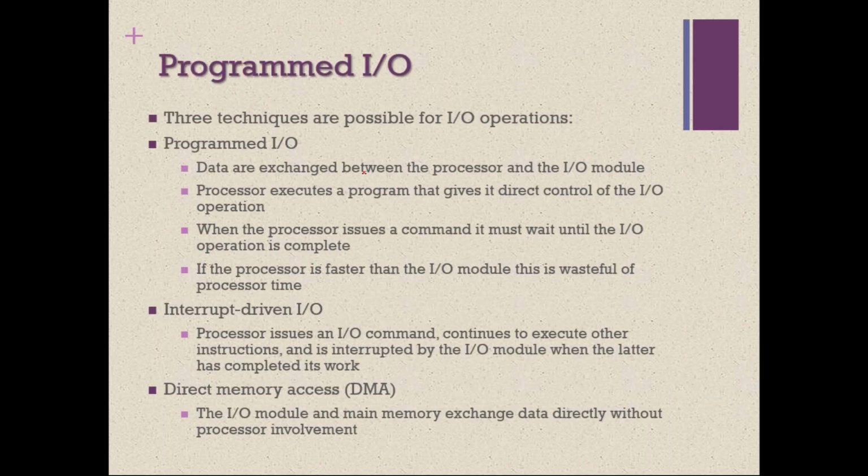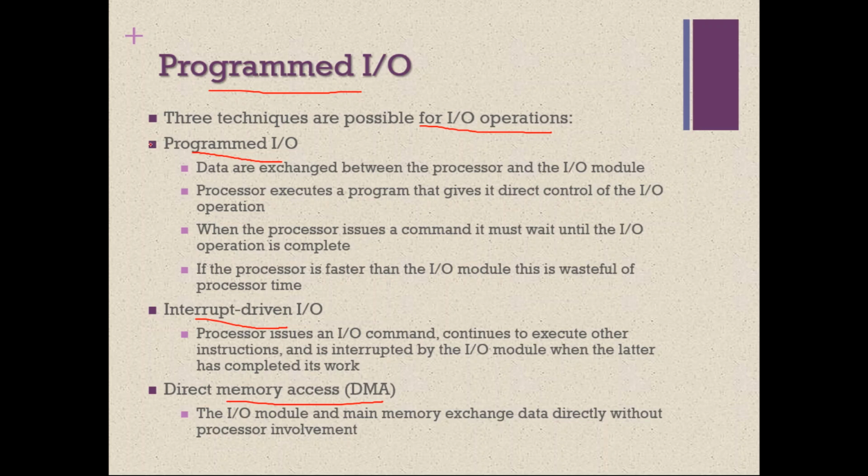Now there are three techniques possible for IO operation. What are they? They are programmed IO, interrupt driven IO, and direct memory access. In this lecture we will be focusing on programmed IO. So basically there are three techniques possible for IO operations: programmed IO, interrupt driven IO, and DMA.